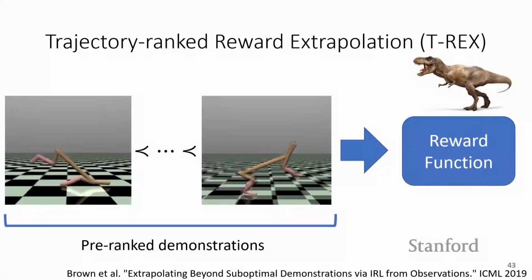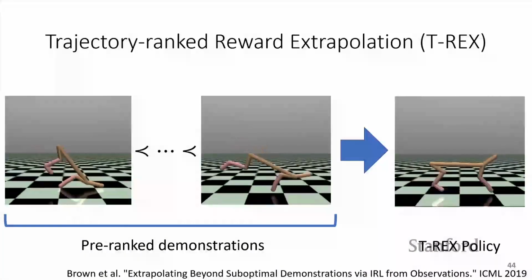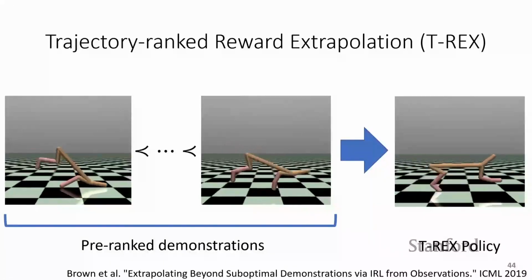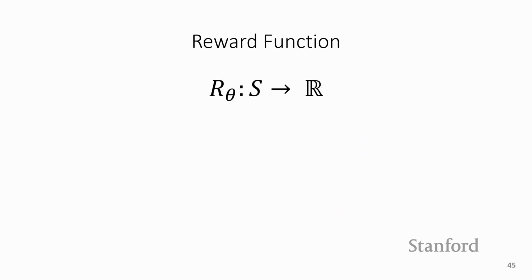And the cool thing is, when we optimize this reward function learned from suboptimal behavior, we get really good behavior that runs about twice as fast and as far as the best demonstration that we've seen. So how does this work? I'd like to ground things a little bit.